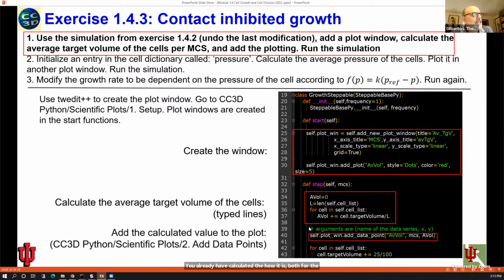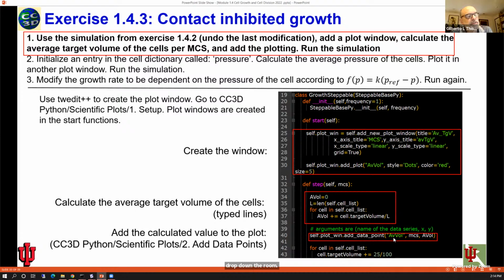Next, you add that point, this value of the average volume, in your graph. See, you have to add this line here. Again, you go to scientific plots in CC3D Python. Now you choose number 2 in that drop-down menu. Click it here.